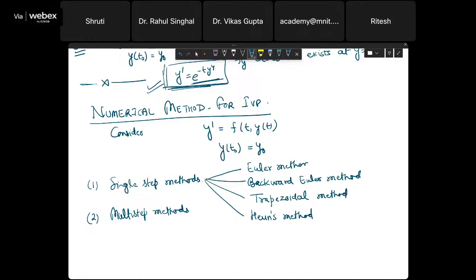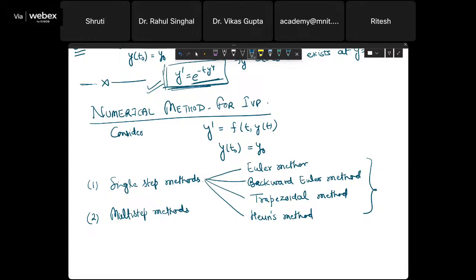There's one another standard method, fourth order Runge-Kutta method, but that method will be discussed by some other speaker. So, even after including Runge-Kutta method, we cannot say that this list is exhausted. There are many more methods available, but in my lectures, I will particularly focus on these four methods under the single step methods.